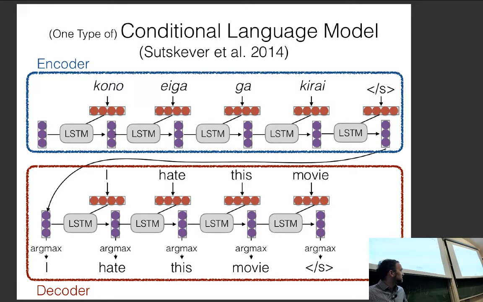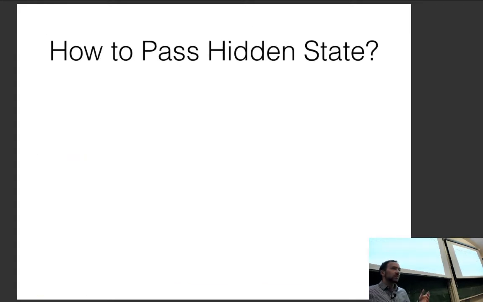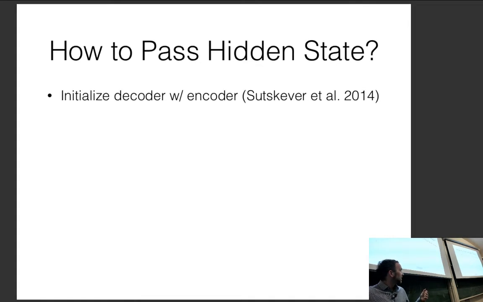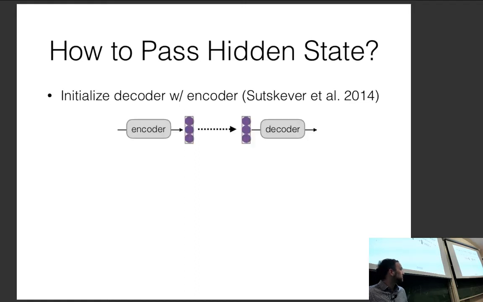So when I say initialize the decoder, basically what you're doing is you're taking some sort of hidden state that you get from the encoder, and there's a number of ways you can use this. One way is to initialize the decoder with the encoder's hidden state. So if you're using something like an RNN, you just take the hidden state of the RNN that you get out last from the encoder, and you replace the initial hidden state of the decoder with that.